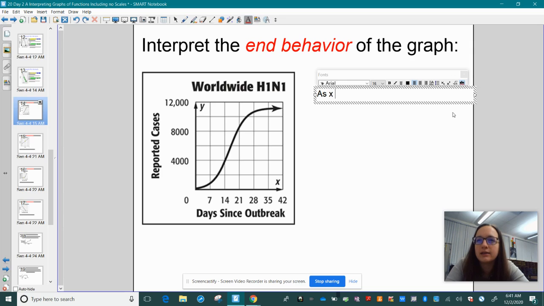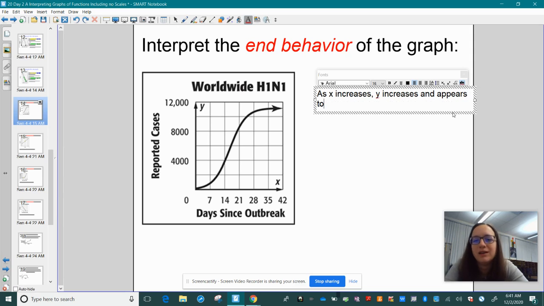So as X increases, Y increases and approaches, well, I'm spelling that wrong, to approach, oh no, I was wrong, so sorry. What number, not quite 12,000, maybe 11,000 cases, right? Reported cases, it's approaching there. So that's kind of what's happening in this graph.